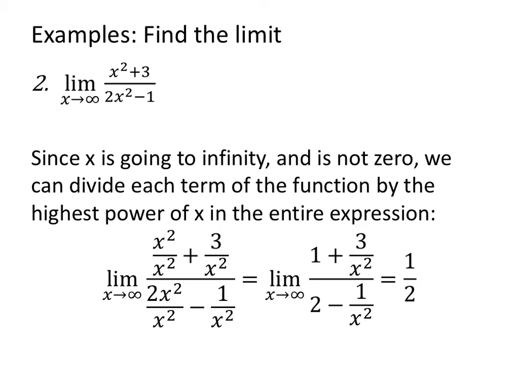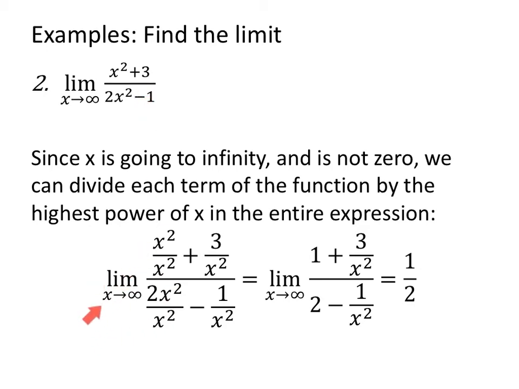Looking at the limit as x approaches infinity of x squared plus 3 over 2x squared minus 1, since the degree of the numerator is equal to the degree of the denominator, I should have a limit of 1/2. It should be the leading coefficients. That's what we learned in pre-calculus. Since x is going to infinity and it's not 0, what we can do is divide each term of this function by the highest power of x in the entire expression. And it looks to me like x squared is the largest power anywhere up here.